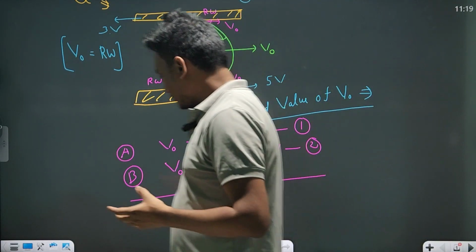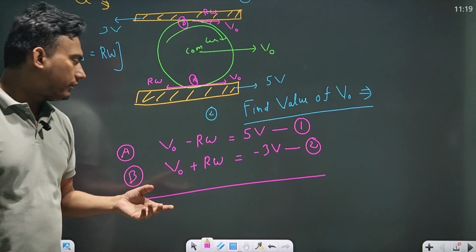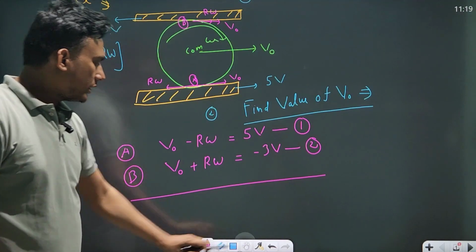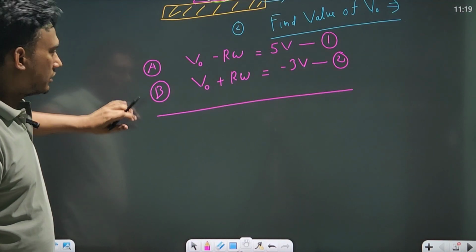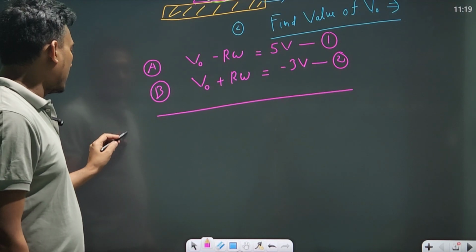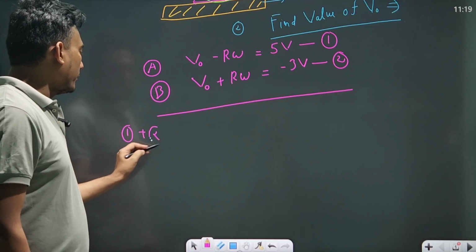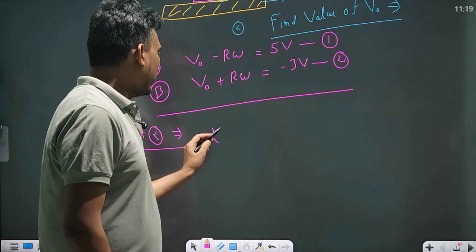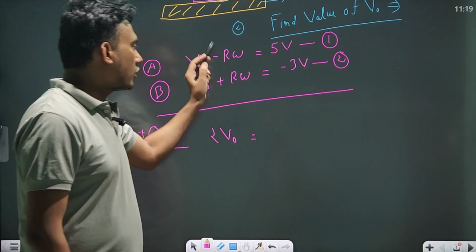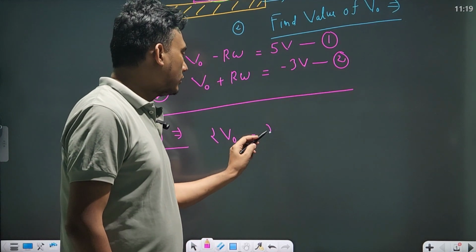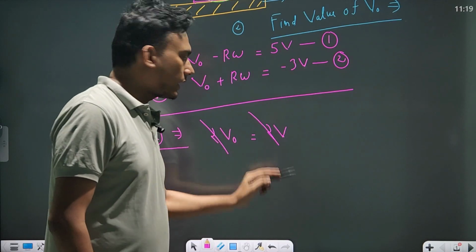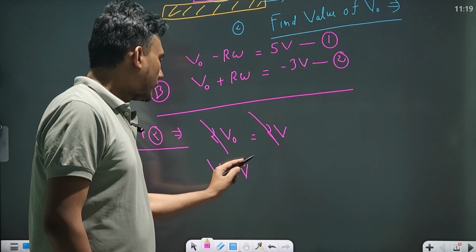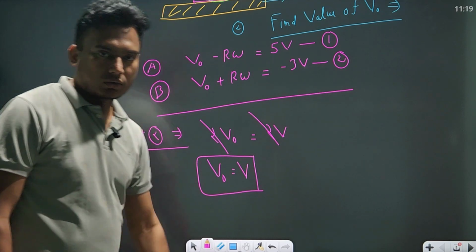Now we can solve the equations and find the value of V naught. We add both equations, equation 1 plus equation 2. Adding them gives 2V naught, because R omega cancels out, and it is equal to 2V. So the 2 cancels, and speed V naught is equal to V. So this is the solution of the question.